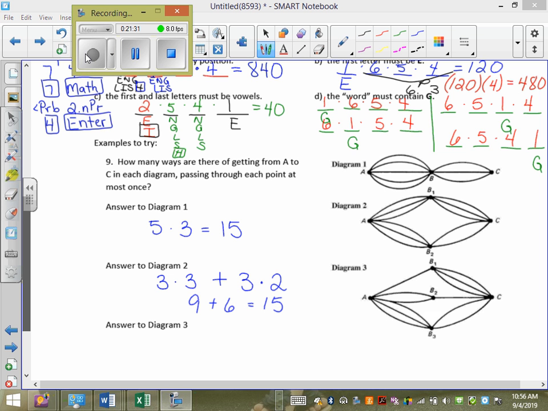Diagram 3 has 3 separate pathway systems I could take. So I could go 1, then 3. So that first path would be 1 times 3 passing through B1. Or, plus sign, I could do 2, then 1 passing through B2. So 2 times 1. Or I could do 3 times 2 passing through B3. And so I'm going to get 3 plus 2 plus 6, which is 11. And flip over.